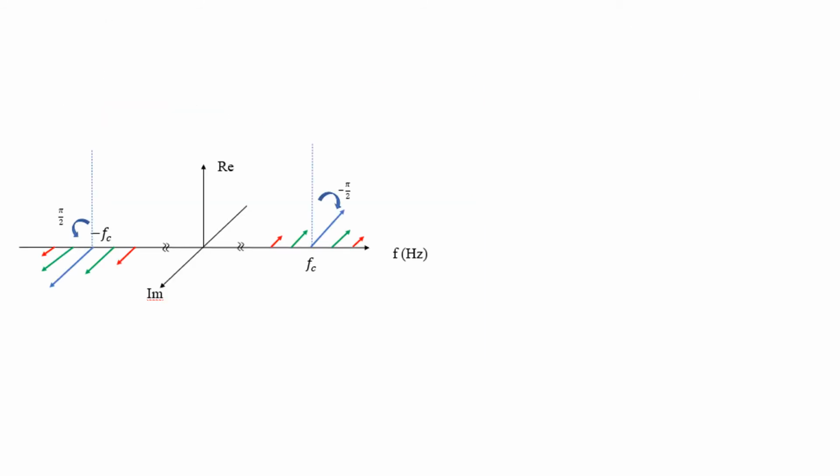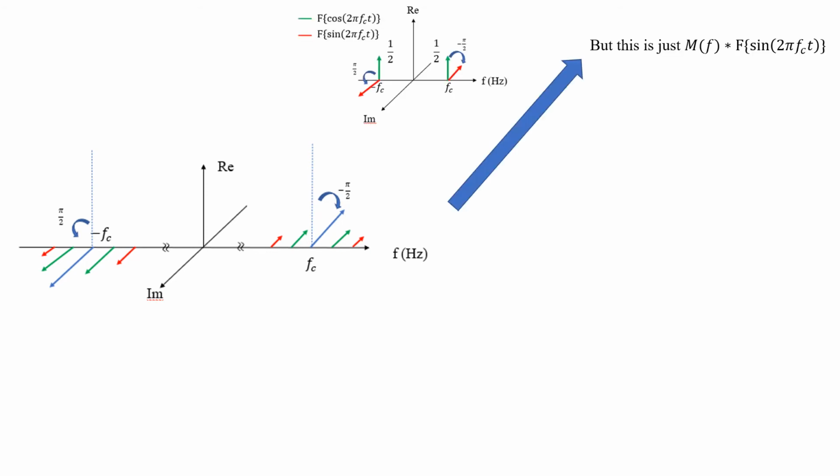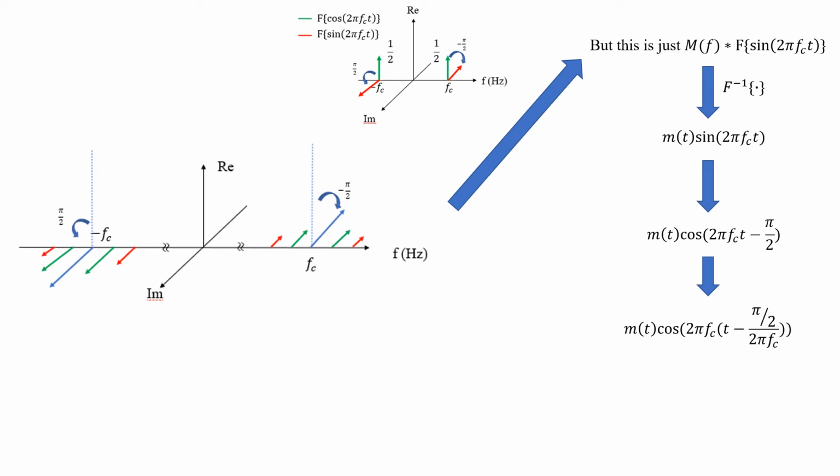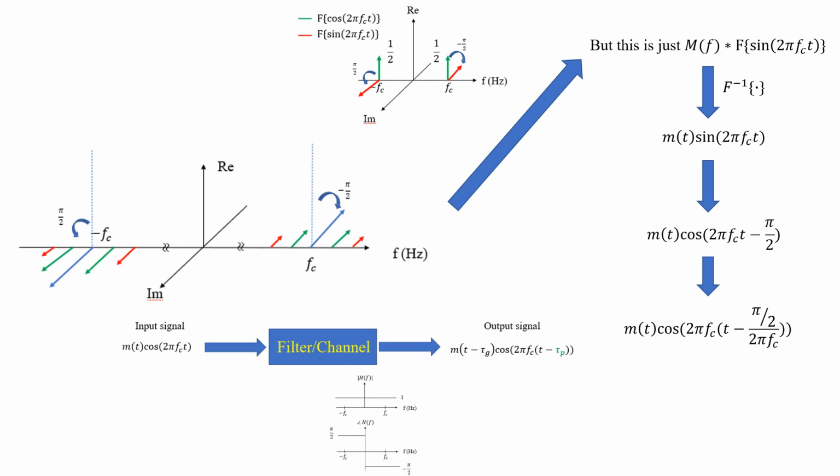Now, for those of you who are very familiar with all the prerequisite knowledge I mentioned previously, you should be able to recognize that this result we just obtained is exactly capital M of f convolved with the Fourier transform of sine 2 pi fc t. Therefore, our output signal is m of t times sine 2 pi fc t, which we can reform into something like this.